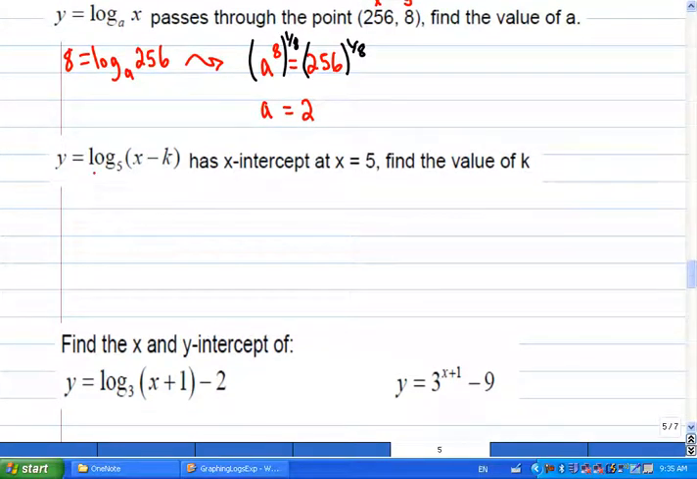Okay, for log base 5, there's some clues here. It says it has an x-intercept at 5. So we should remember when you have an x-intercept, y equals 0. So I'm actually being told there's a point 5, 0. And we want to figure out the value of k. So that means x equals 5, y equals 0.